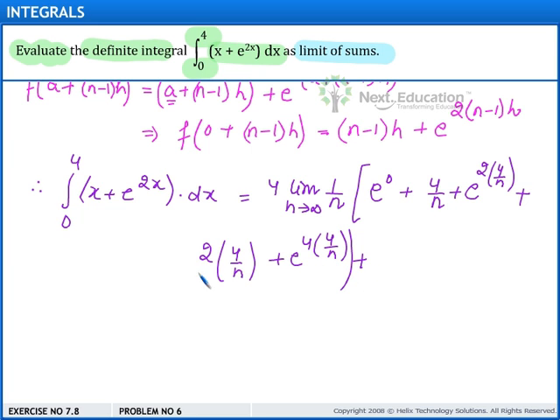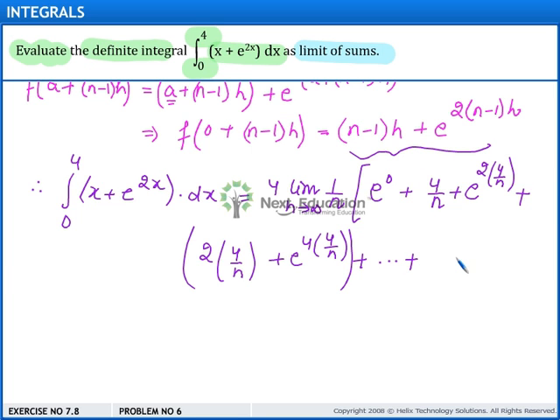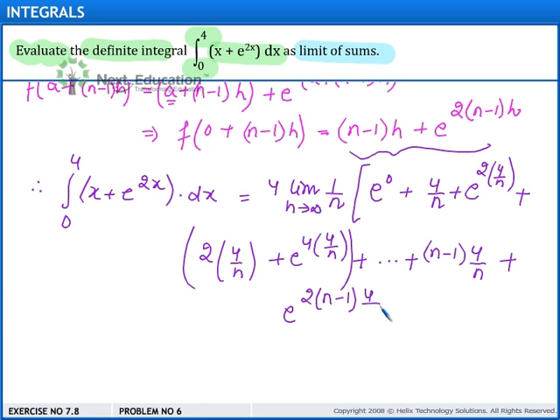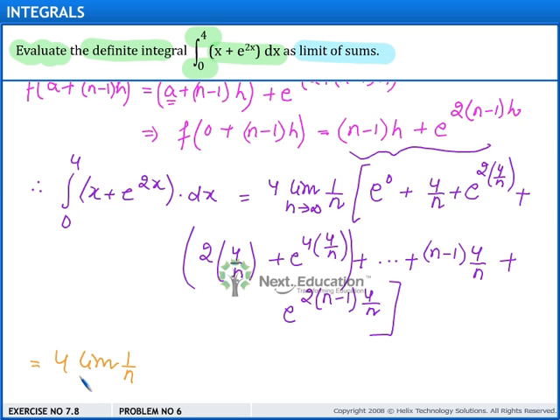Plus, so on up to, this is the last term, that is (n minus 1) into 4 upon n plus exponential raised to the power 2 times (n minus 1) into 4 upon n. Now this is further equal to 4 times the limit of 1 upon n as n approaches infinity.